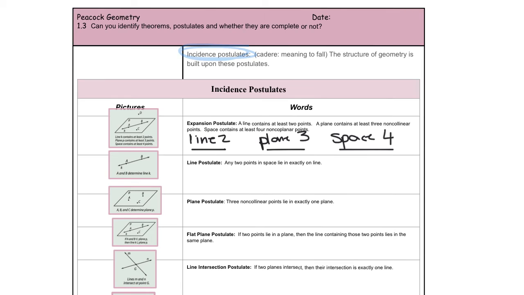The line postulate states that any 2 points in space lie in exactly one line. That should be 1. This means I can take any 2 points and create a line. A line is created from 2 points. The plane postulate says 3 non-collinear points lie in exactly 1 plane.